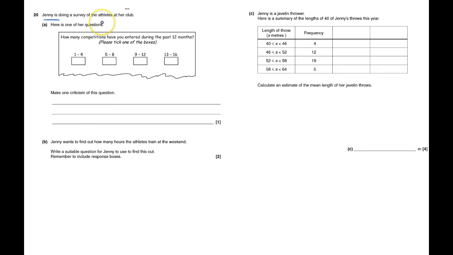Jenny's doing a survey of the athletes of the club. Here's one of her questions: How many competitions have you entered during the past 12 months? Please tick one of the boxes. Okay, make one criticism, the most important one: there's no box for nought.